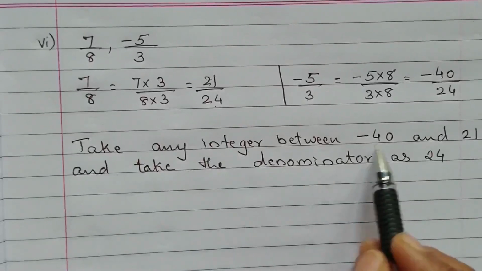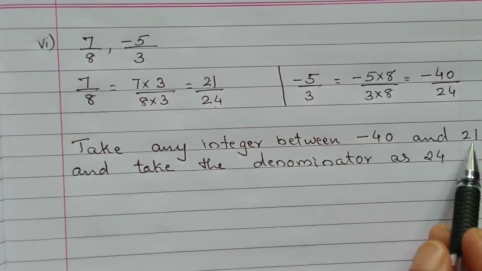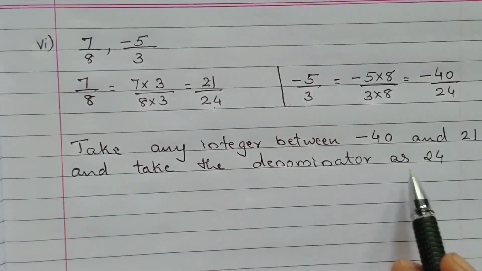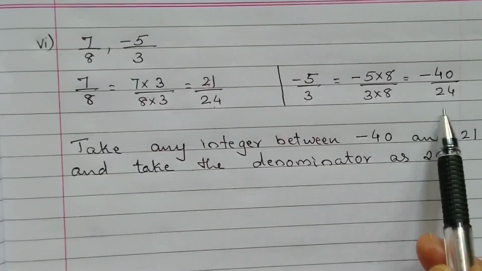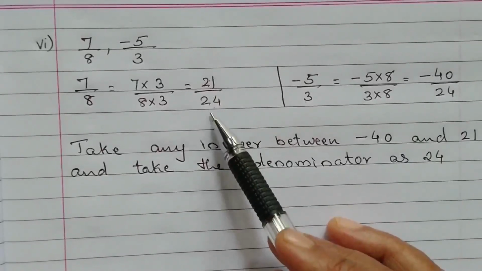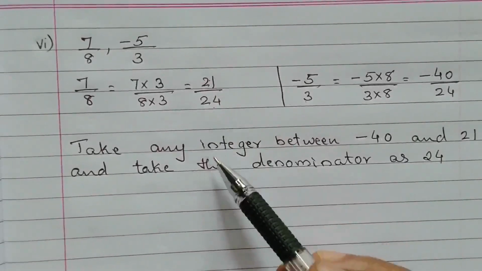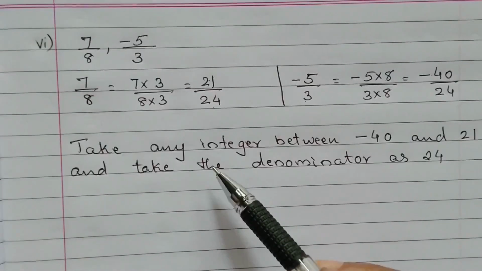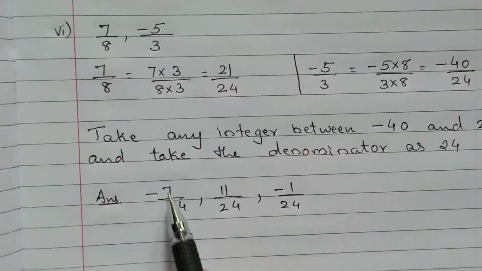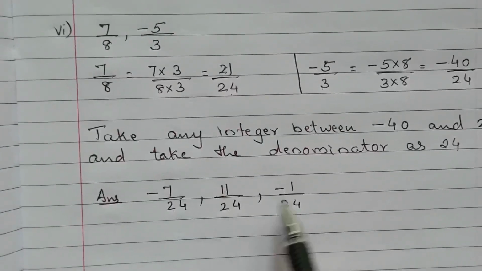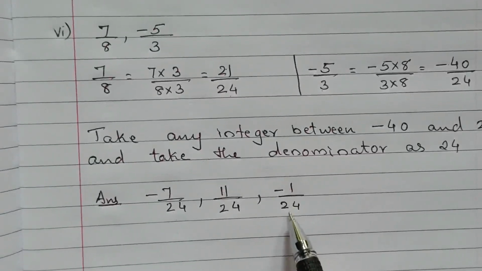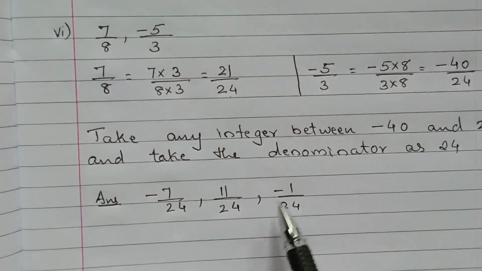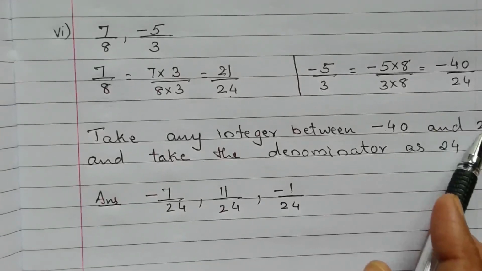Take any integer between minus 40 and 21 and take the denominator as 24. So those numbers will be between minus 40 upon 24 and 21 upon 24. In other words, they will be between 7 upon 8 and minus 5 upon 3. So minus 7 upon 24, 11 upon 24 and minus 1 upon 24 will be between the two given numbers. You can take any number between -40 and 21.